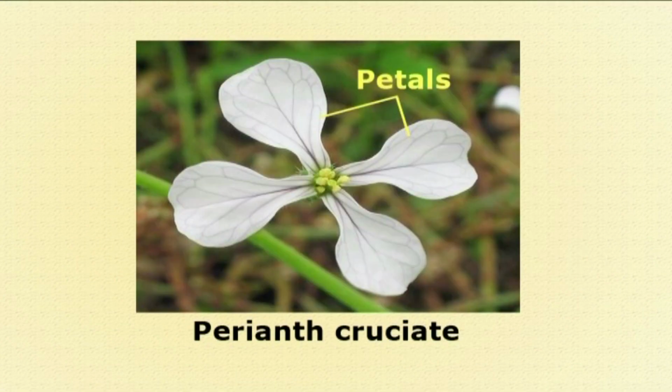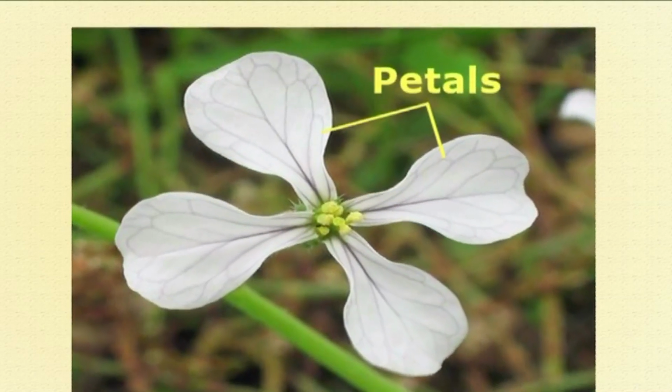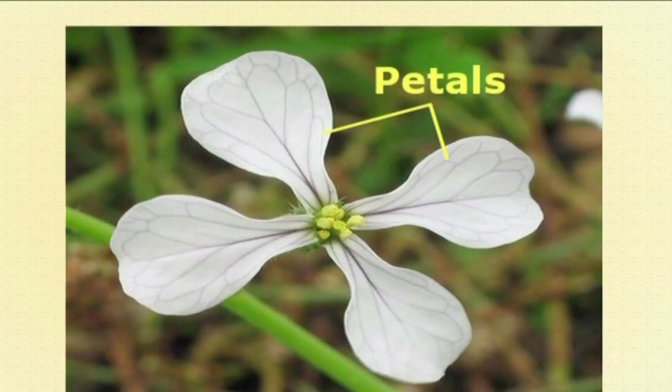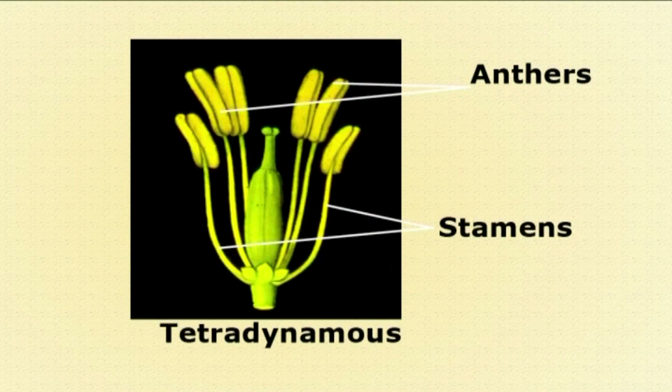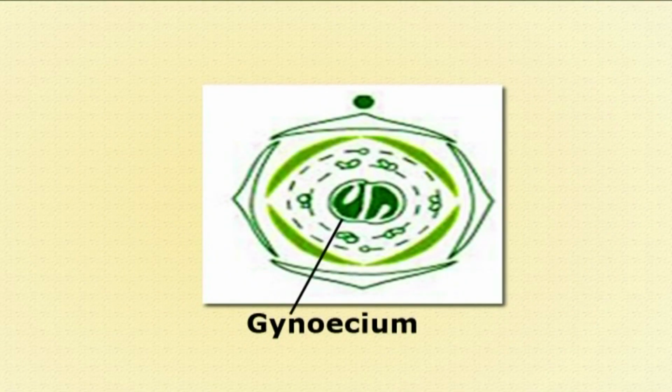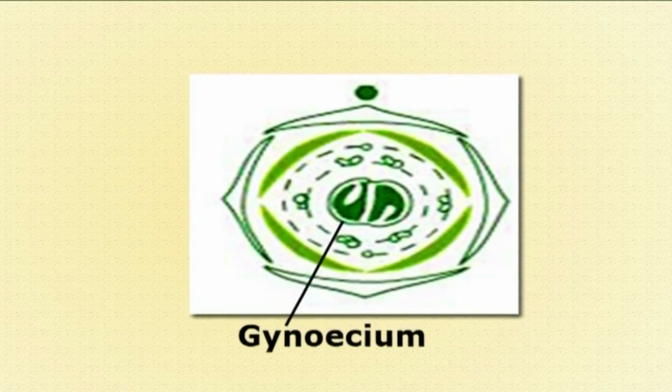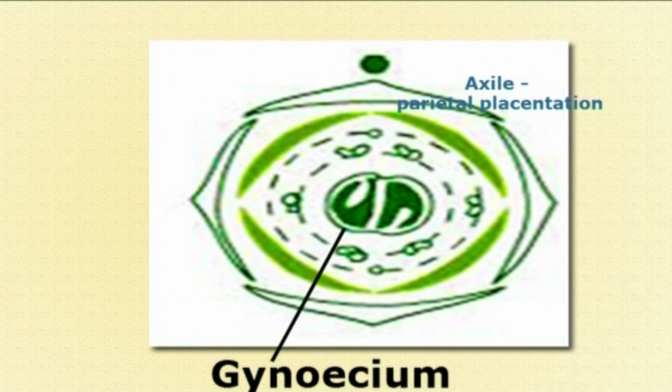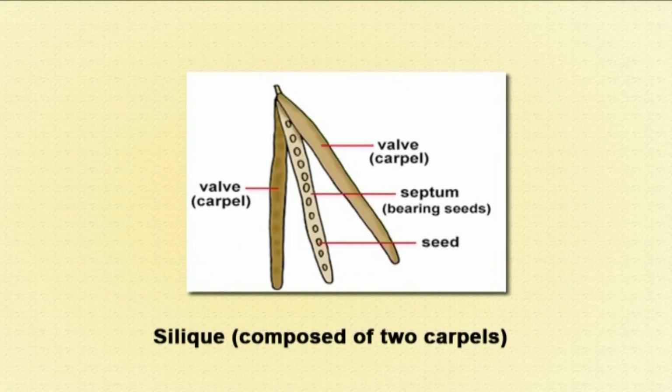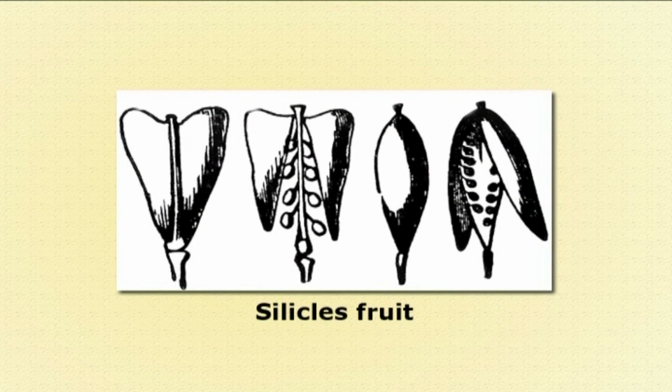Here the flower has a perianth, that is the non-reproductive part of the flower. The perianth is here cruciate. Cruciate means cross-shaped. And the petals, the individual parts of the corolla, are here clawed. The androecium in this family is tetradynamous, a unique characteristic feature of the family Brassicaceae. Then gynoecium, it has a superior bicarpellary syncarpous ovary, and this ovary shows an axile or parietal placentation. Here the fruit is unique in the sense it's called a siliqua or silicle. This fruit is basically a two-valved dehiscent fruit with a partition called replum.